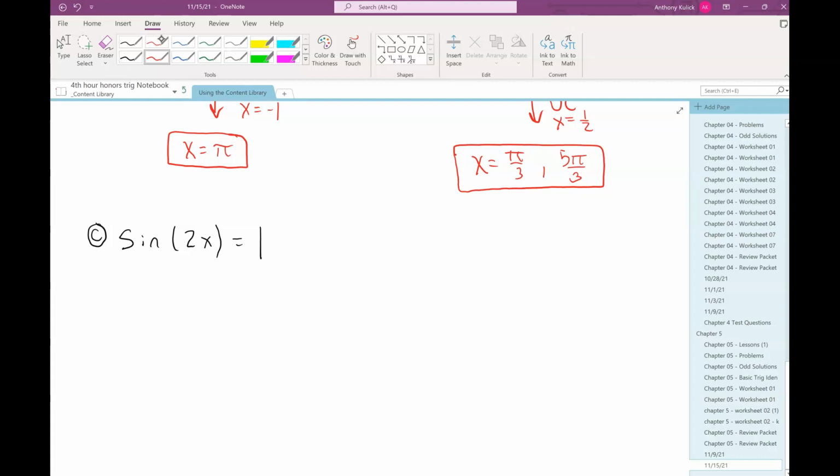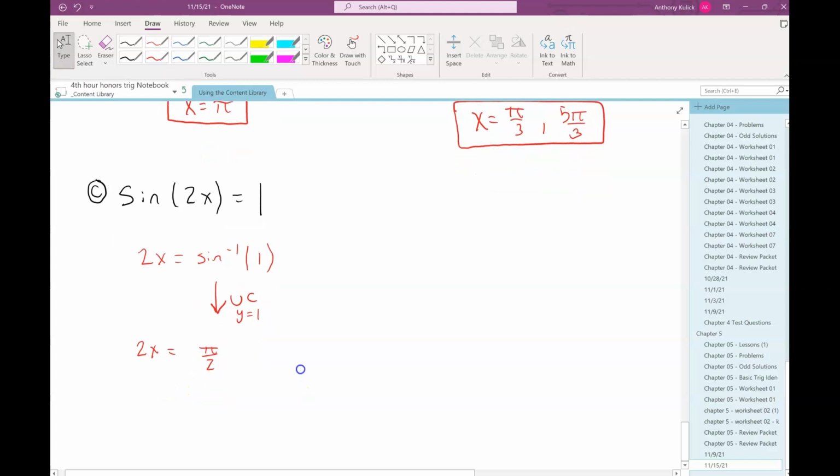Everybody notice that? And you're like, all right, well, naively, I'm just going to do the cosine inverse of both sides. I'm sorry, the sine inverse of both sides. I go to my unit circle, look up where the y-coordinate is 1. That happens at pi over 2. So I just multiply both sides by a half, or you can think about it as dividing by 2, but I don't like to think about dividing fractions by anything. And I'd get pi over 4, and I'd be done, right?